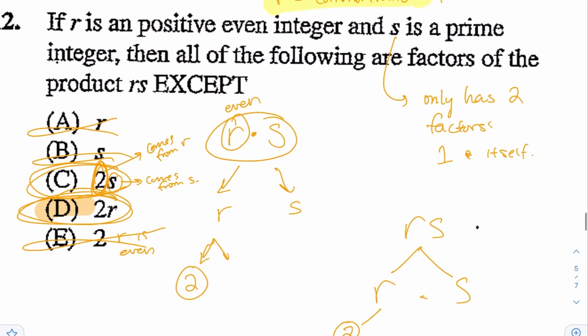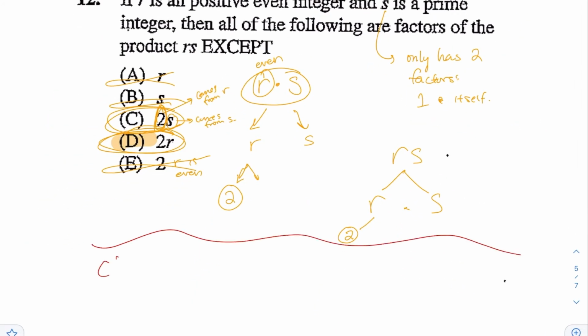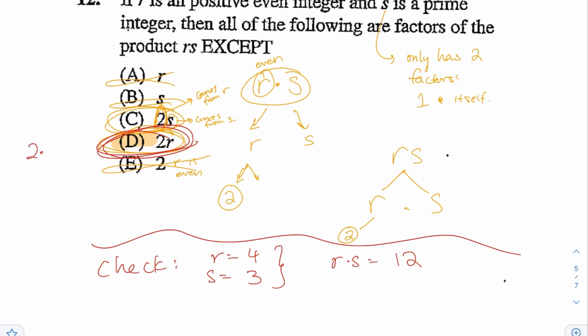You can also just plug in numbers here. So if you check your work, you can make r equal to, let's say, 4 and s equal to 3. That's a prime number. So r times s is equal to 12. If you list all the factors of 12, one of them won't show up. And in this case, it's choice D. If r is equal to 4, choice D is 2 times r, which is 2 times 4 for our case, which is 8. 8 is not a factor of 12. That's impossible. So this would be wrong. All the other choices would be okay.